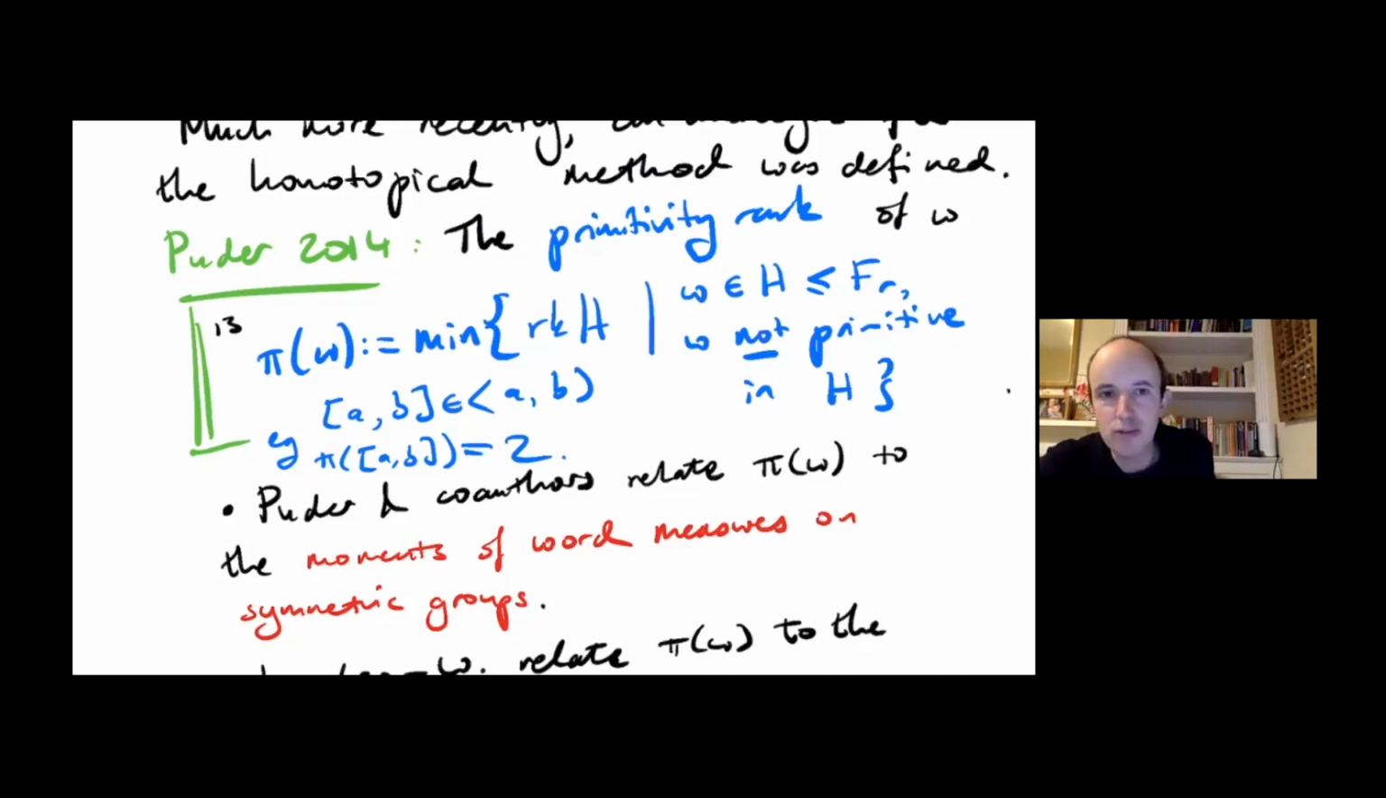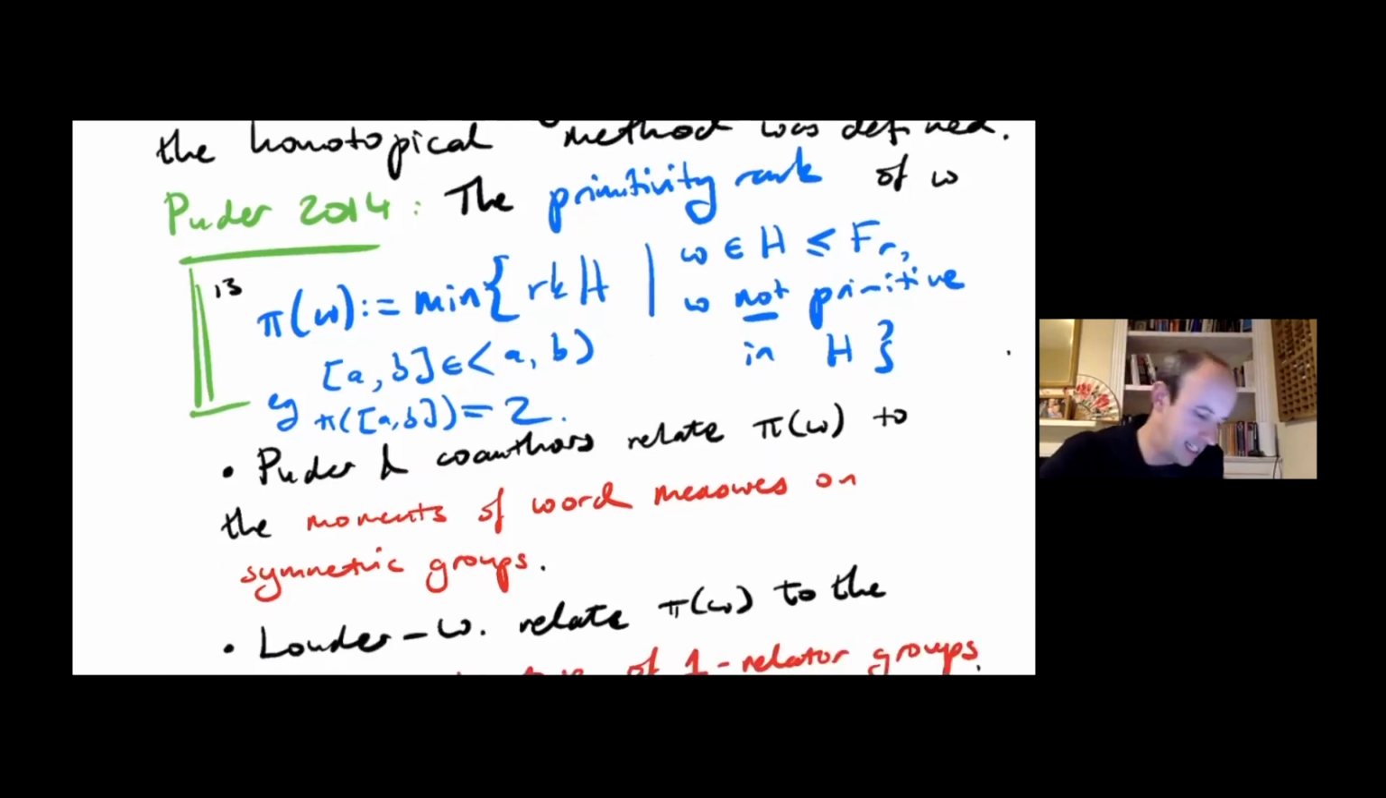This turns out to be a really interesting number, this primitivity rank. It seems like a very naive definition, and maybe it's not going to be that useful, but actually it turns out to be really useful. I just want to mention a couple of the things that have been done with it. First of all, Puder and his co-authors have related pi of W to this very fancy stuff: moments of word measures on symmetric groups. This is a very sophisticated analysis, which I'm not going to tell you any more about here, but it's a beautiful story. I would recommend you read it, but it's very deep, and it turns out that this primitivity rank plays a really deep role.